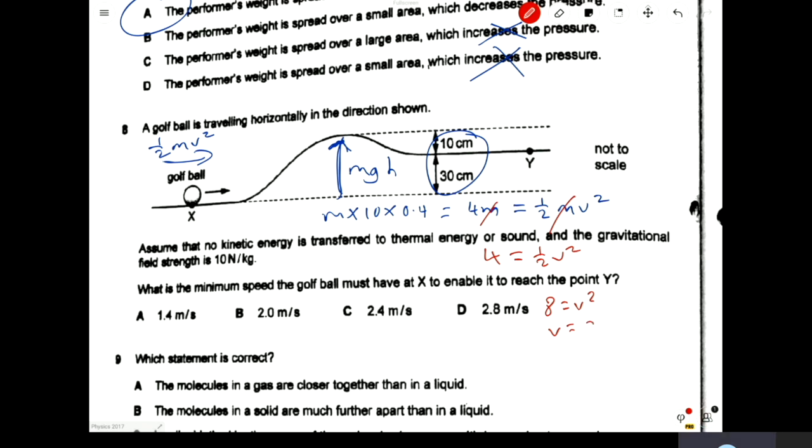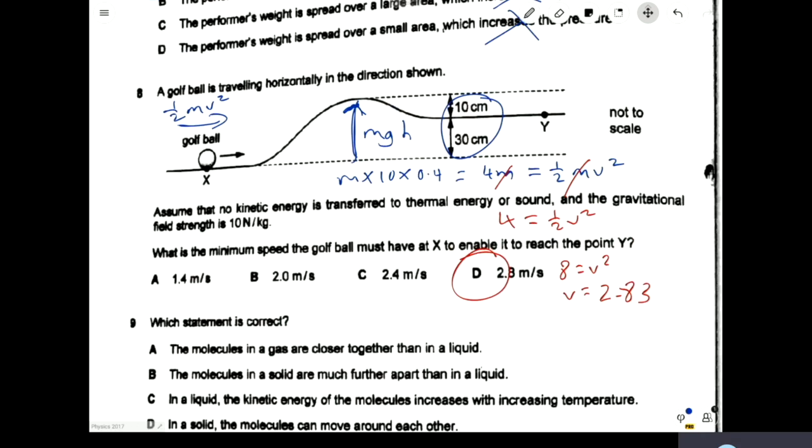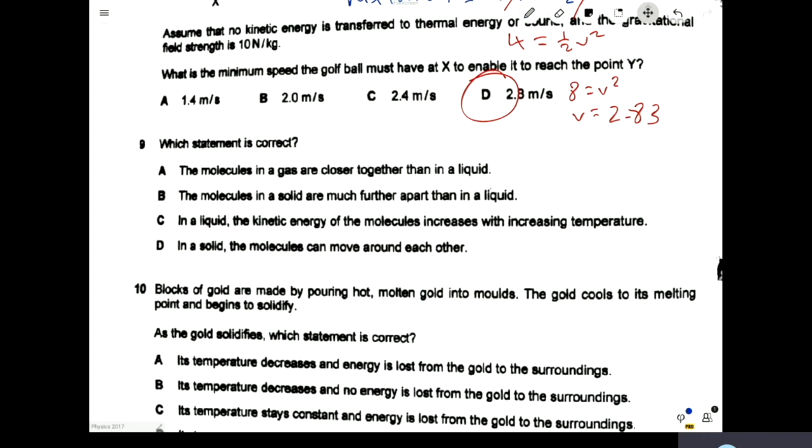Square root 8 equals 2.83. So the answer for this is D. Is it alright? You have to do the reverse, some algebra calculation.